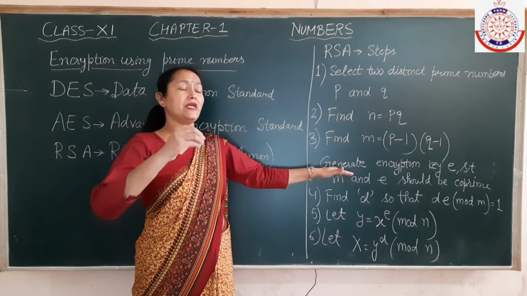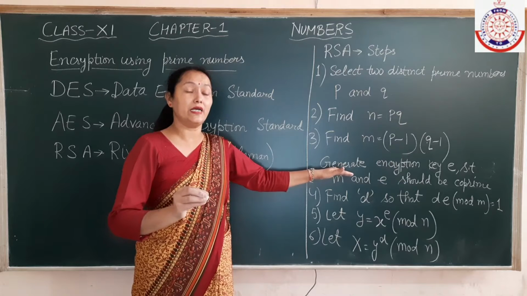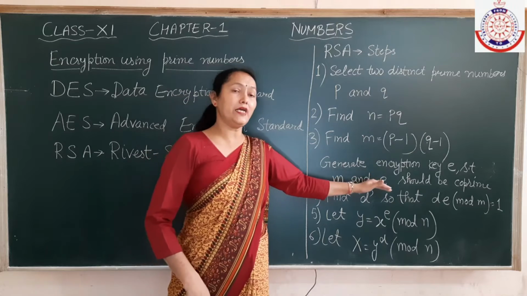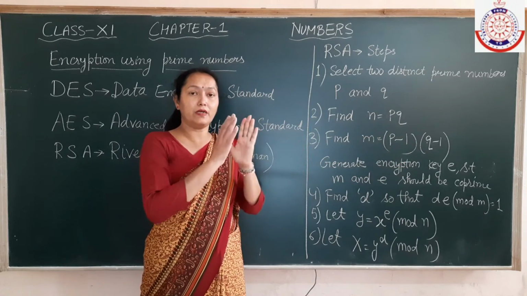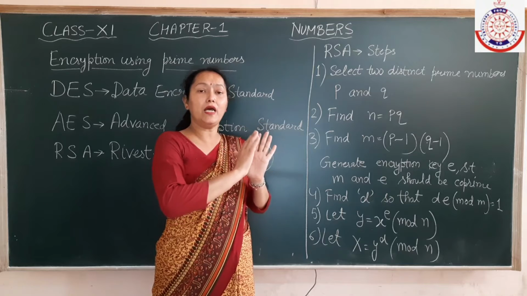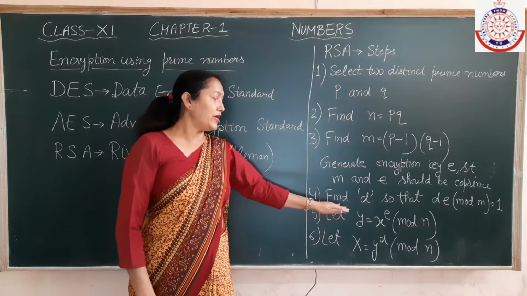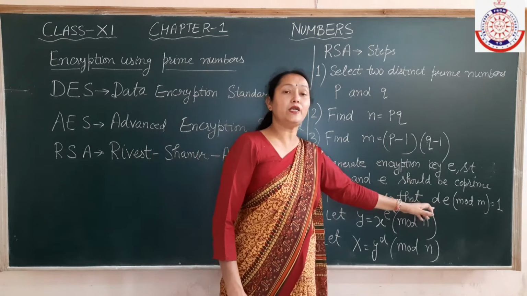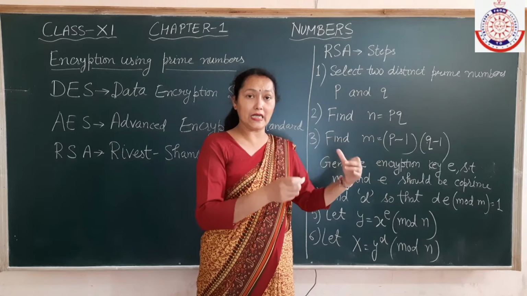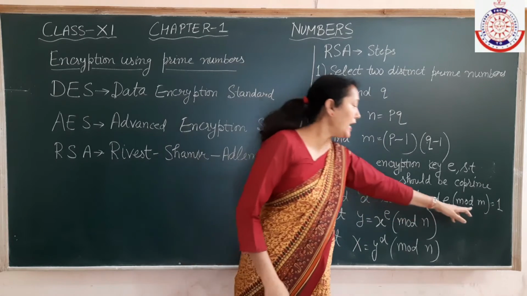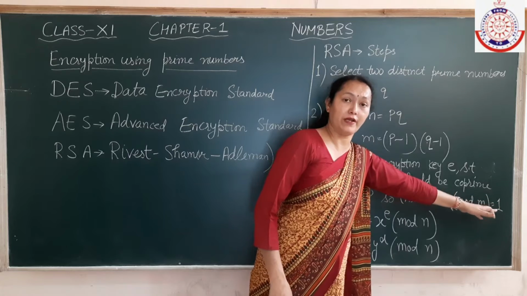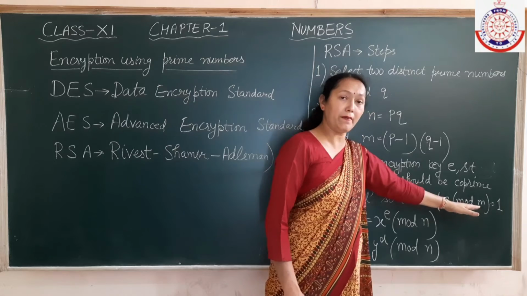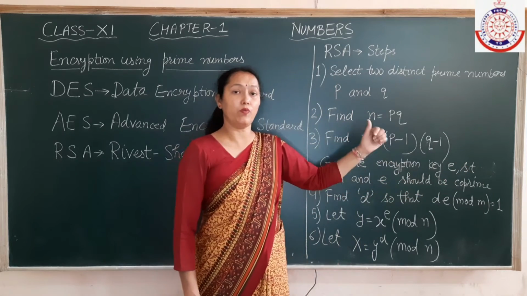Then we have to generate an encryption key, that is called E. It should be selected in such a way that m and E are co-prime. That means nothing should be common between m and E. Then a number D is to be found such that the product of D and E, when divided by m, leaves remainder 1.